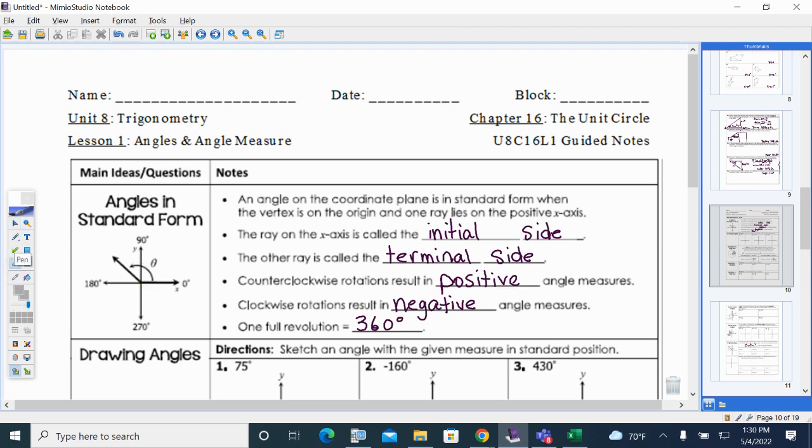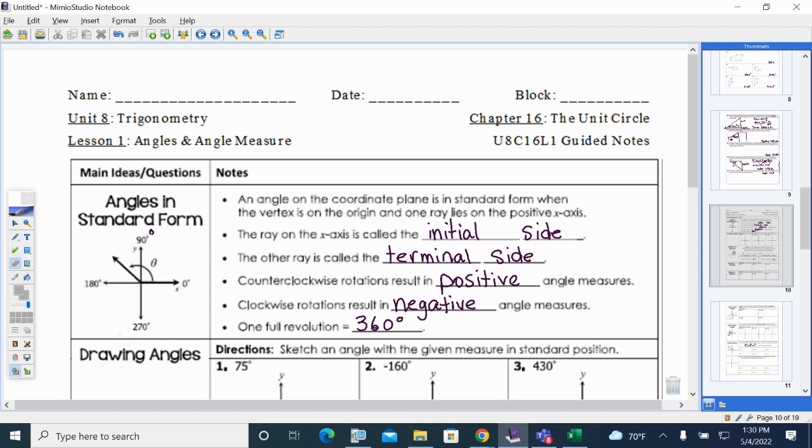So let's look at the rotations and the degree measures. The initial side starts at 0 degrees. If the terminal side goes up, you can see here that right at the top of the y-axis, we've got 90 degrees. As we continue on around, we've got 180 degrees, which is on the other side of the x-axis. Continuing on around the coordinate plane, down here at the bottom of the y-axis would be 270 degrees. And as we continue all the way back around to the initial side, we end with 360 degrees. So one whole rotation is 360 degrees.